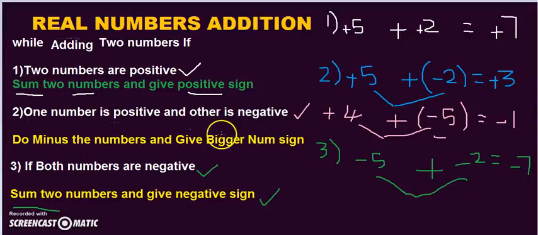Right? So while we are adding two real numbers, we will be having three cases. One is when both are positive numbers, you add and give a positive sign. When one number is positive and one number is negative, do minus and give the bigger number's sign. When both are negative numbers, just add both numbers and give a negative sign. Okay, this is the real number addition.